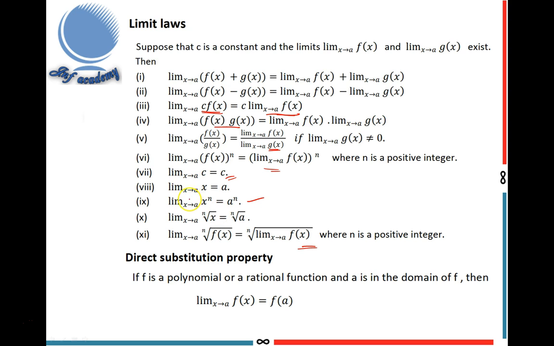Next, I am going to explain one property, the direct substitution property. That is, if f is a polynomial or rational function and a is in the domain of f, then the limit as x approaches a of f(x) equals f(a). This is the one law. If f is a polynomial or a rational function and a is in the domain of f, then the limit of f(x) equals f(a).